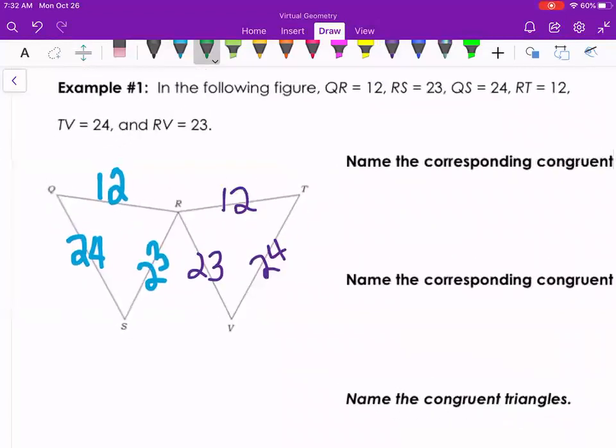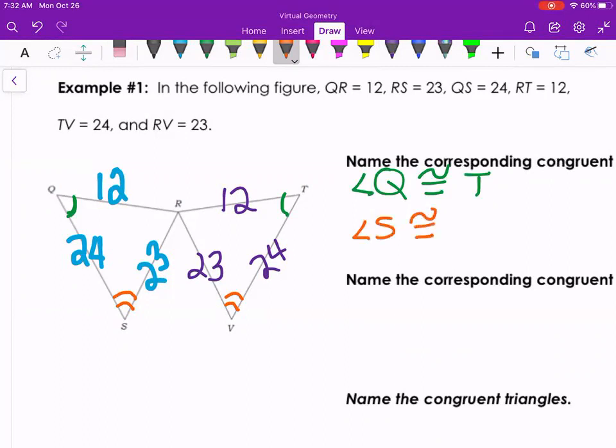All right, so let's start with angle Q. Angle Q, I'm going to give it one curve. It's between the 12 and 24 side. So when I go over to the second triangle, I need to find the angle that's between those same lengths, between 12 and 24, which means it's got to be congruent to angle T. And we keep working our way around. Let's check out S now, which is down here. I'm going to give it two curves. That's where 24 and 23 connect. So that means it's got to match up with angle V, because again, that's where 23 and 24 meet on the other triangle.